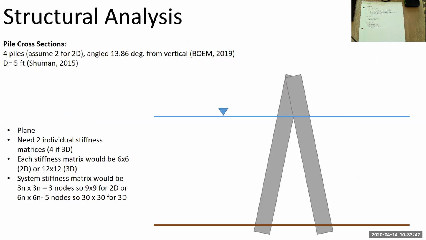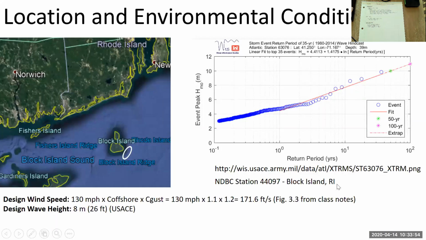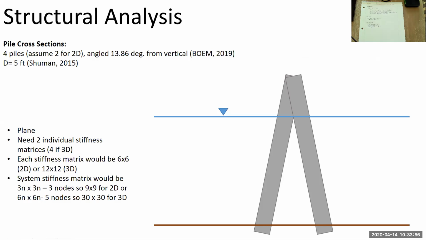Next is the structural analysis. I had 2 pile cross sections. I assumed that you could take this yellow structure, which has 4 of these piles, and I'm just considering 2, and simplifying things by assuming that they connect at the center. Not totally true. I'm ignoring some of the bracing in the piles too. But again, it's really your call how you want to simplify the structure for structural analysis.